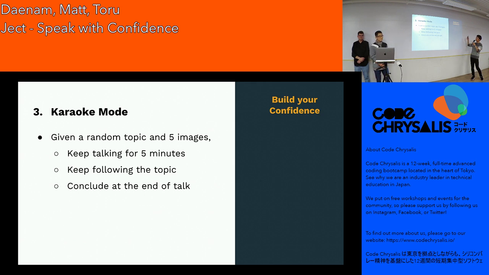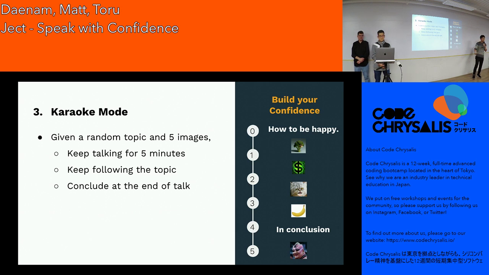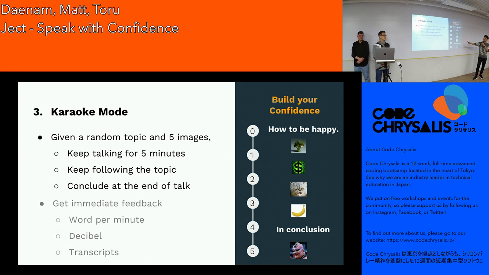Let me explain with a timeline. First, you get a topic like how to become happy, and you get 4 pictures like this, but you should talk for 5 minutes. You should follow the topic, and at the end you get to the conclusion, and you should summarize everything with the last picture. And you can get immediate feedback. Also words per minute, decibel and transcripts.